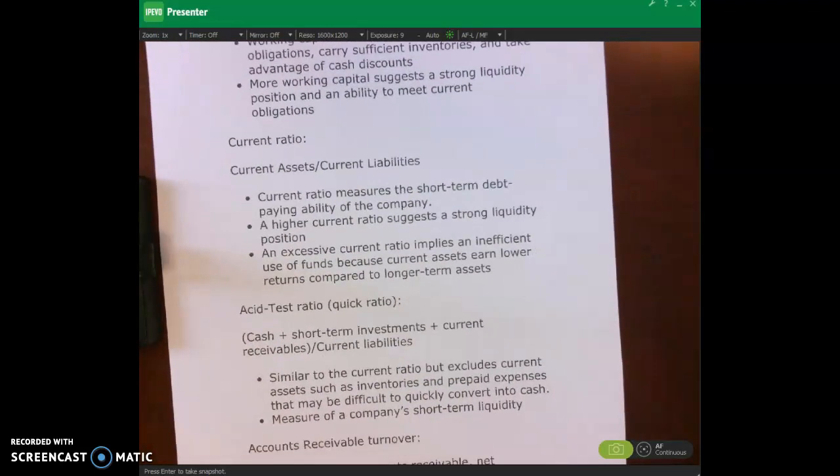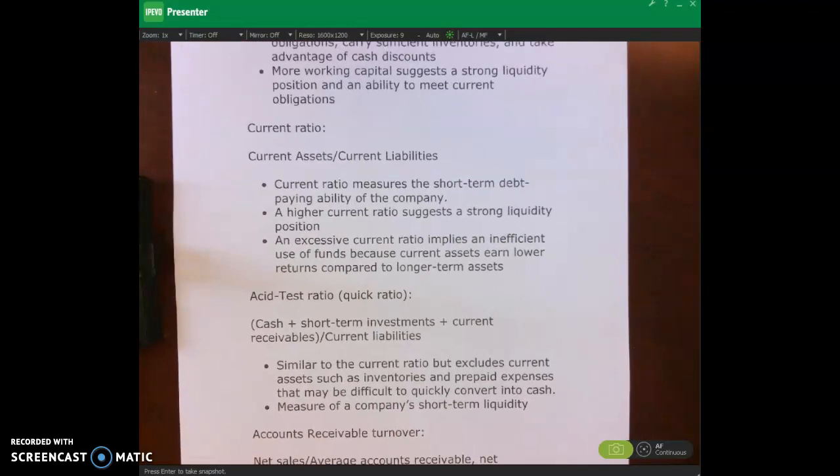The current ratio is another ratio that relates to liquidity. And the way we calculate the current ratio is by dividing current assets by current liabilities. Now, that means that you know what a current asset is. And remember what a current liability is. So a current asset is an asset that we expect to be turned into cash in 1 year or the operating cycle, whichever is longer.